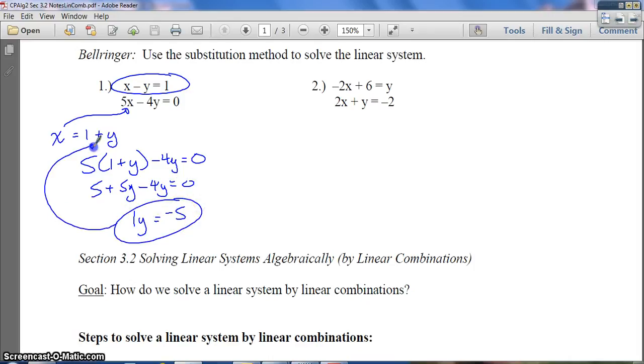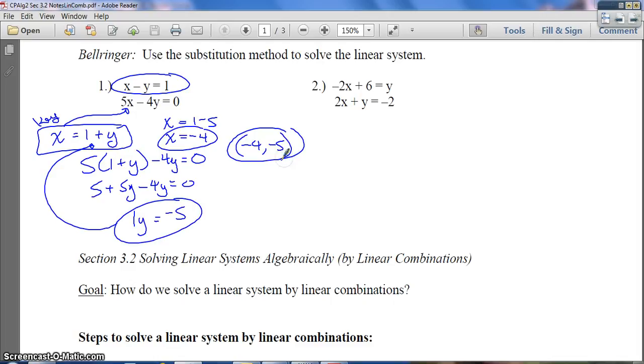I'm going to put this back in. Remember, we were calling this yesterday our key. So if I put negative 5 in there, 1 minus 5 would be negative 4. So our solution point is negative 4, negative 5. Now, to cut down on time usage, you can substitute that in, make sure it works with both, and it will. Okay, just make sure it checks out.